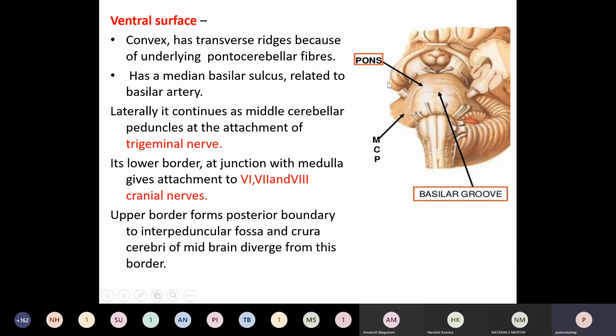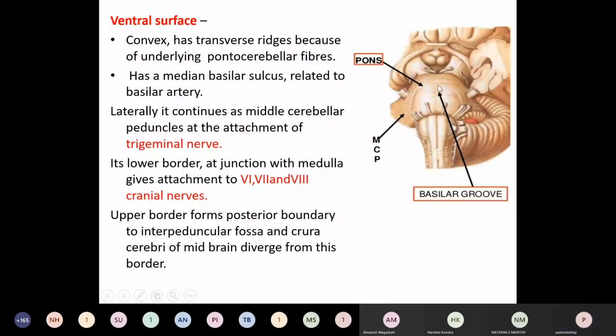So that is the ventral surface here. Again, it is convex. It has transverse ridges. These transverse ridges are because of the fibers present beneath the pons, which constitute the pontocerebellar fibers. Means the fibers run from the pons to the cerebellum, which further form the middle cerebellar peduncle. There is a sulcus called the basilar sulcus, which lodges an artery called the basilar artery.